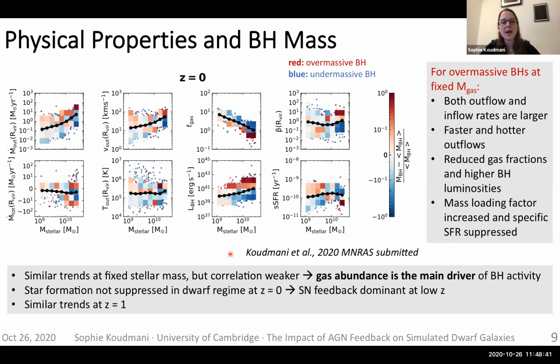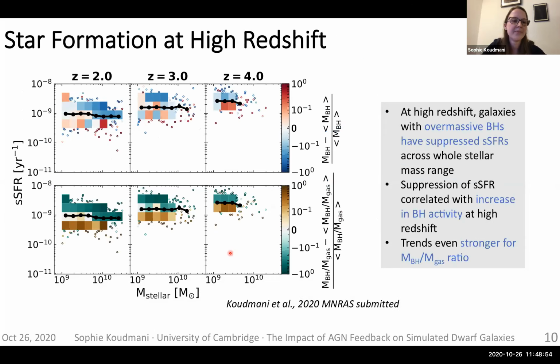However, you might remember from earlier that at higher redshift, the AGN luminosities significantly increased. So we wanted to see whether maybe the black hole could then also do a better job at suppressing star formation. So here I'm plotting the specific star formation rate versus the stellar mass for redshift 2, 3, and 4. And here in the upper row, again, it's color-coded according to overmassive or undermassive black holes. And it's now clear that at high redshift, overmassive black holes are correlated with suppressed specific star formation rates down to the dwarf regime.